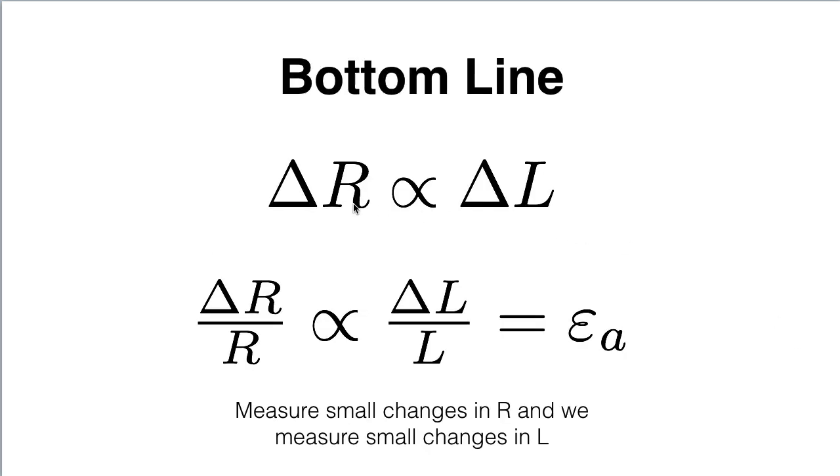So as a bottom line, the change in resistance is proportional to the change in length. So we can use that change in resistance to measure how much the length changes. And we'll measure small changes in resistance relative to the original resistance and small changes in length relative to the original length, which happens to be, by definition, the strain of the material. And those two are going to turn out to be proportional.